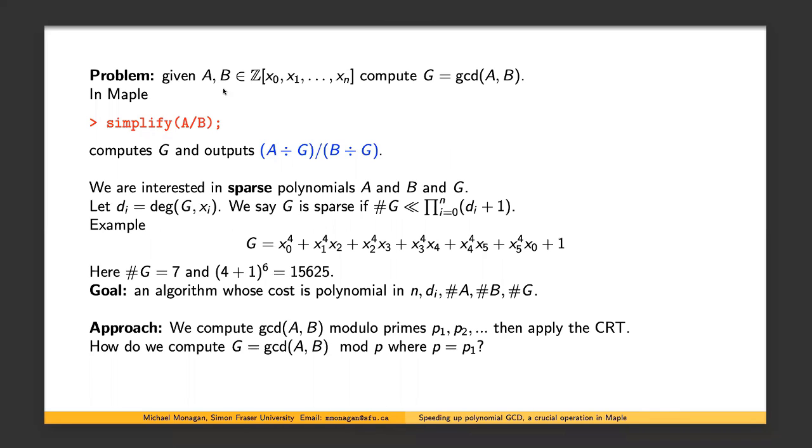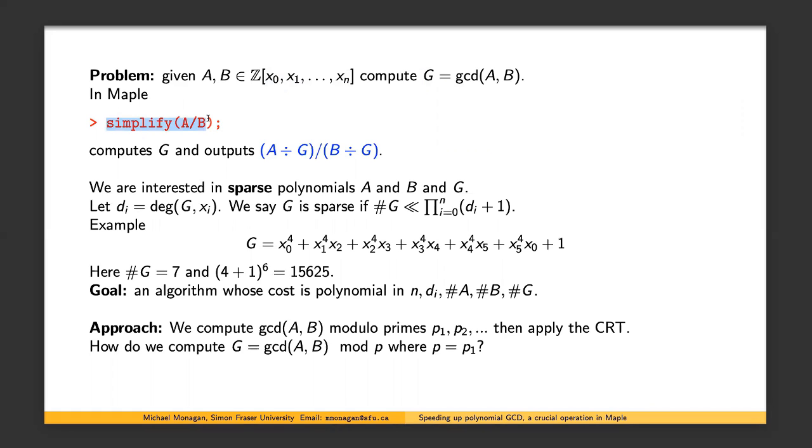The problem is the following. I'm assuming that we're given two polynomials with integer coefficients in many variables, n plus 1 variables here, labeled x0 to xn. And the problem is to compute g, which is the greatest common divisor of the input polynomials a and b. We use this every time in Maple when we simplify a fraction of polynomials.